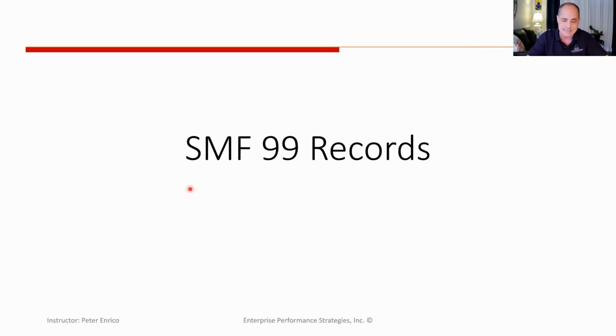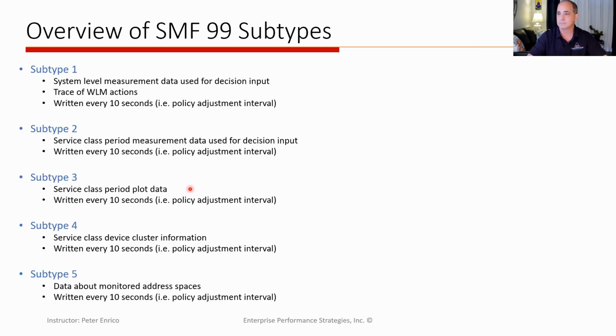So let's talk about the 99 records a bit. Now, there's lots of subtypes of the 99s. Let me go through them, and I'm going to give you some examples later on of some of these subtypes. But let me just give you an idea of what's happening here.